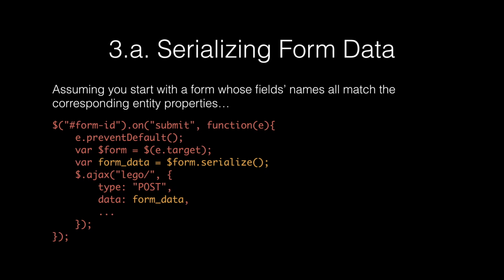The third is serializing form data. And so there's a simple way of doing this when all we want to do is pass that data from the form on straight on with our AJAX request. So you can see here I've used the jQuery serialize method, and this is of course assuming that we're starting with a form whose field names all match the corresponding entity properties. In other words, the fields in the form have name attributes that match exactly the actual field names for the entity I'm working with. In this case, it's probably a Lego, and there's a specific structure that I would prescribe.